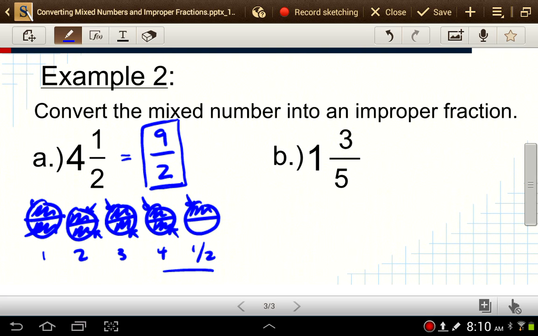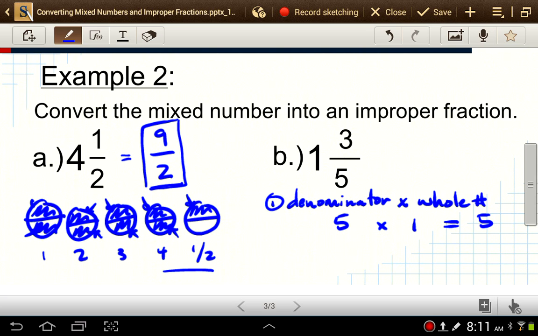This one I'm going to show you how to solve a different way. To do this one, and this is kind of the algebraic way of solving this, I am going to multiply my denominator times my whole number. So first I'm going to do the denominator multiplied by my whole number. My denominator is 5 times my whole number is 1, and 5 times 1 is 5. So that's what I do first.